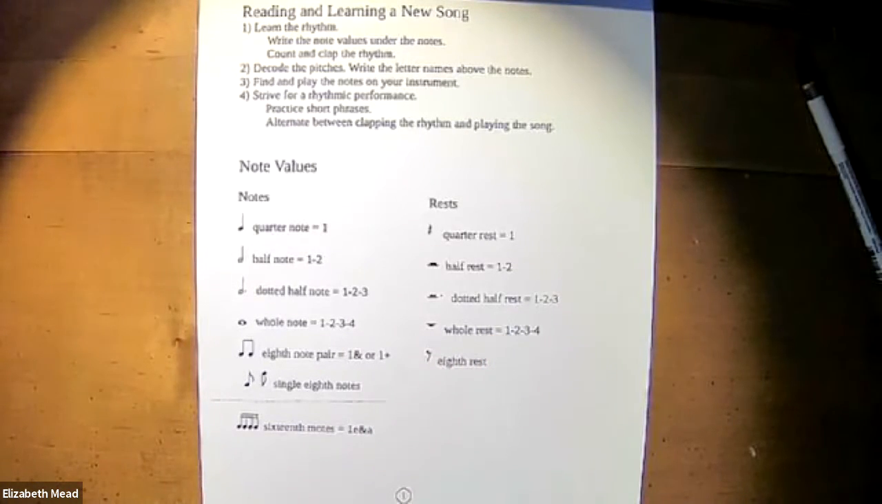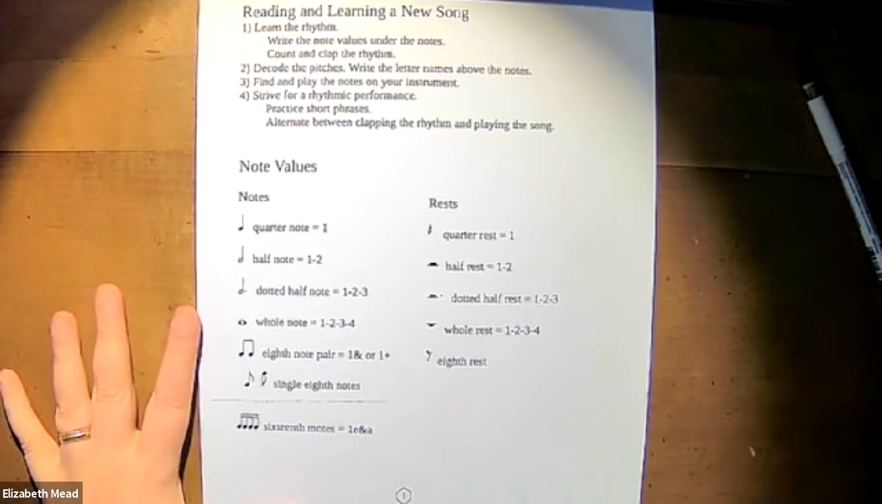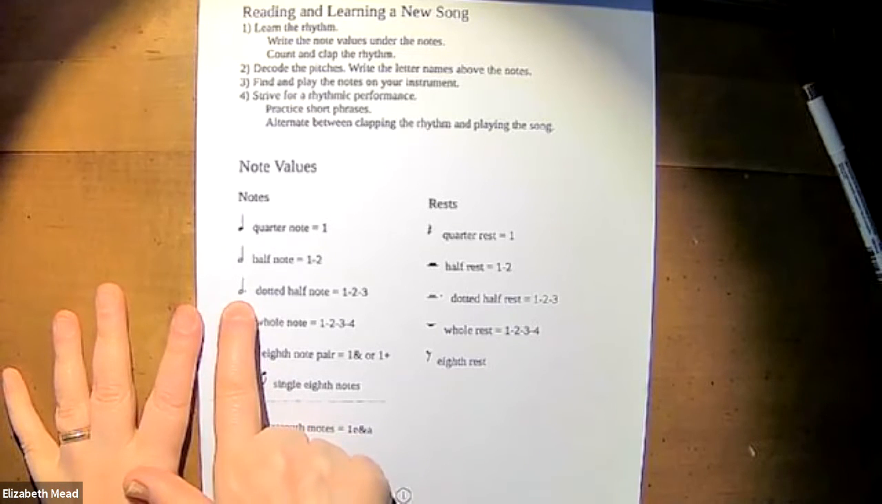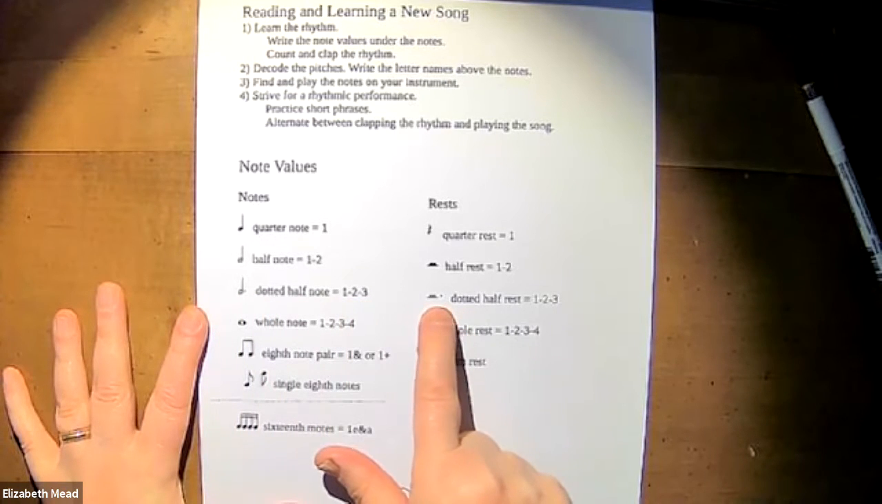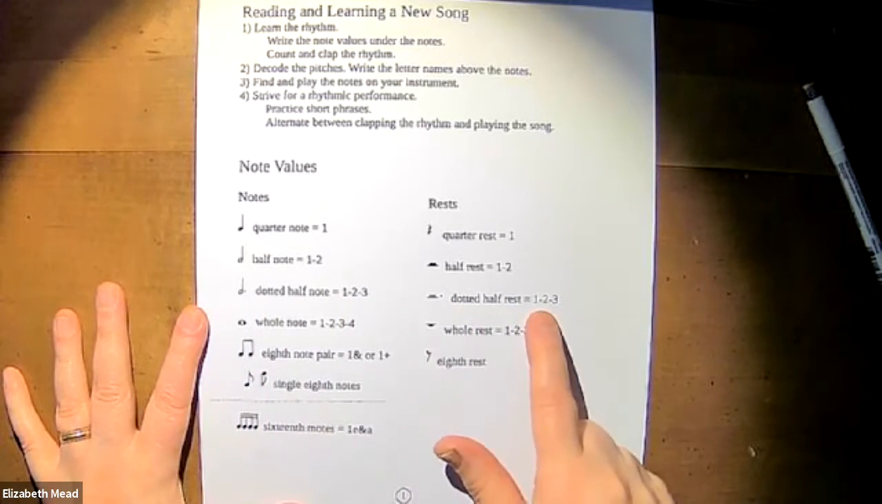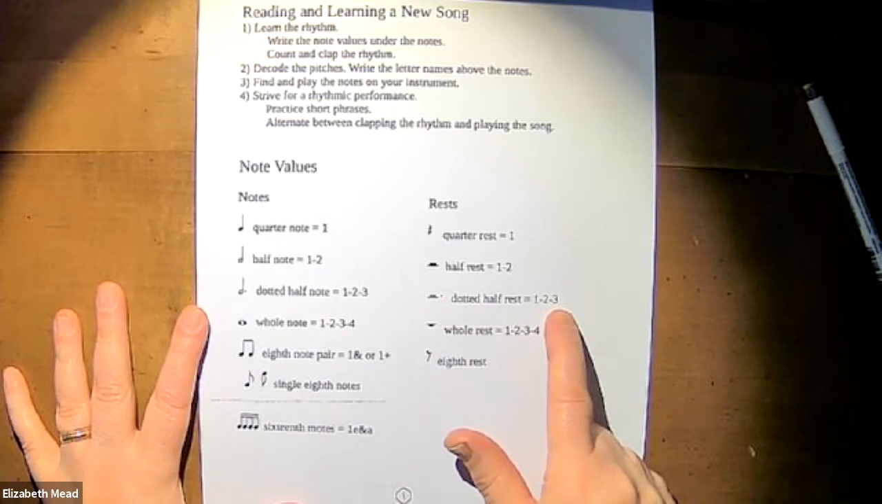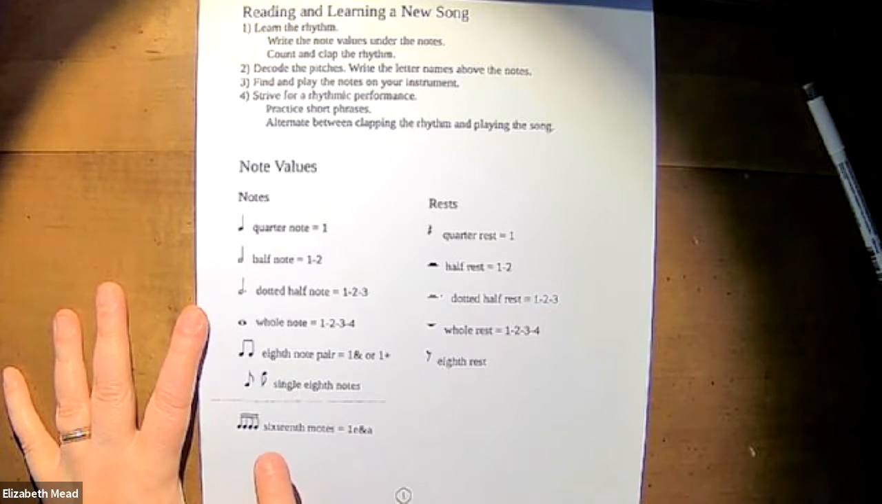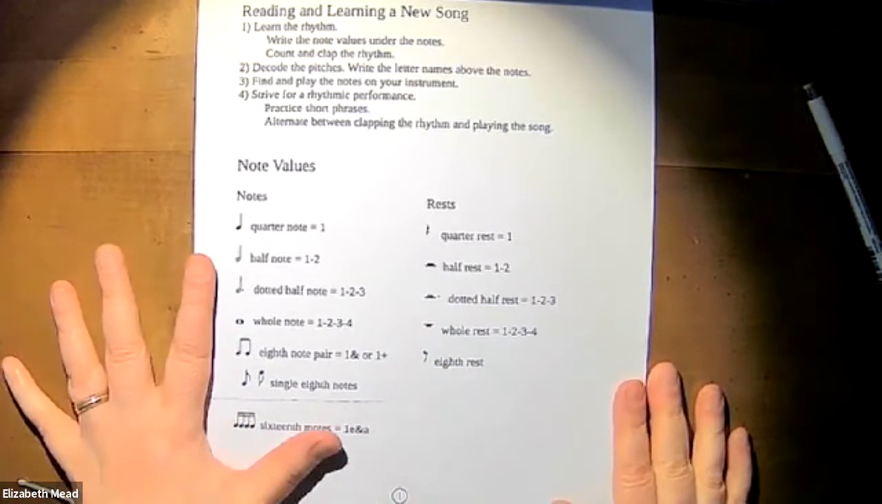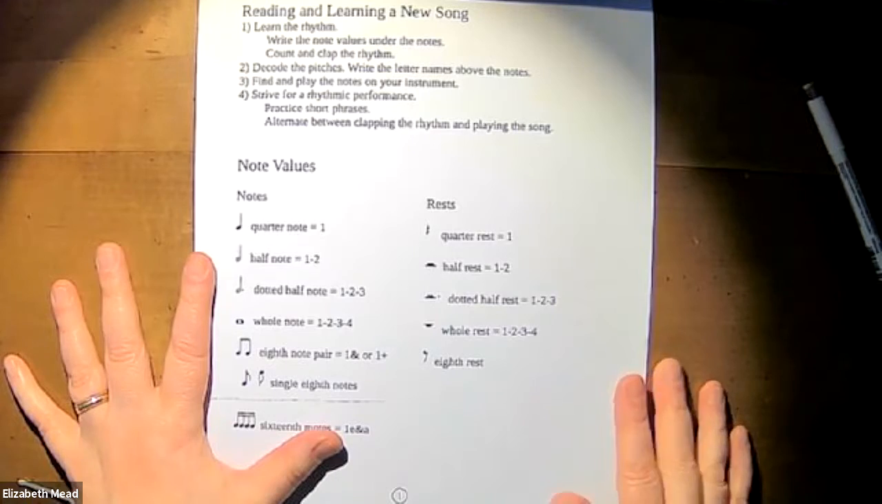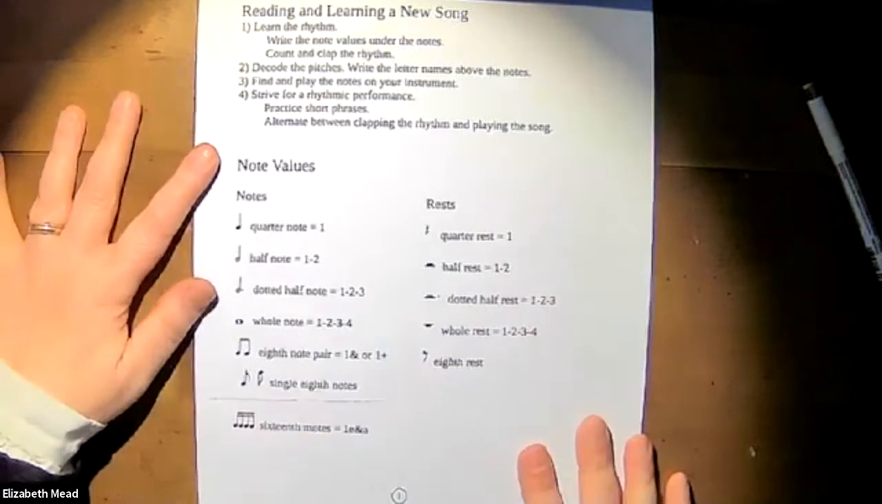Rest, 2, 3, 4. Now, remember that when we made a dot after the half note, it turned into 3 counts. When we put a dot after the half rest, it turns into 3 counts of rest. Remember our little flags to make the eighth notes? Well, there's this little curly thing here that makes an eighth rest. Okay, so those are the note values.